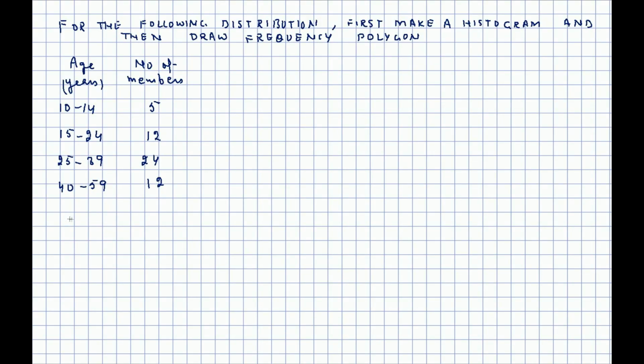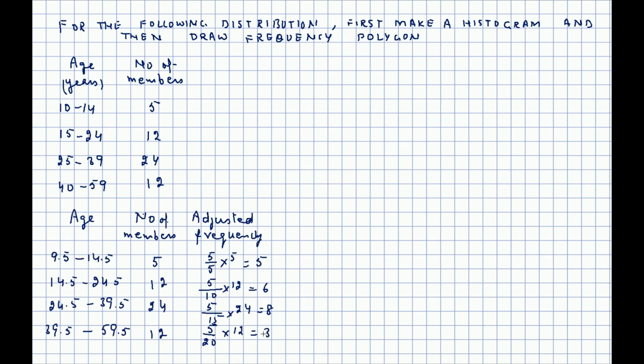We have one more example here for a frequency polygon with the help of a histogram. In this example, the class interval is not the same, and it is also not continuous. The following table shows frequency of ages for different members. As I said, the class interval representing age is not continuous. So first we will make it continuous, and then we will calculate adjusted frequencies, that is, frequency density.